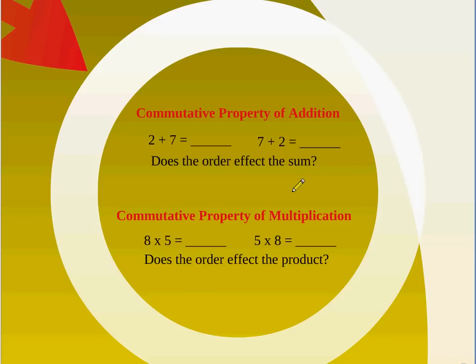Okay? And now look down below. The same thing is true for multiplication, except we call it the commutative property of multiplication. And if you see down here, 8 times 5 equals what? And 5 times 8 equals what? It's the same thing. So does the order affect the product? The answer would be no. You can change the order of the numbers any which way, and it does not matter.